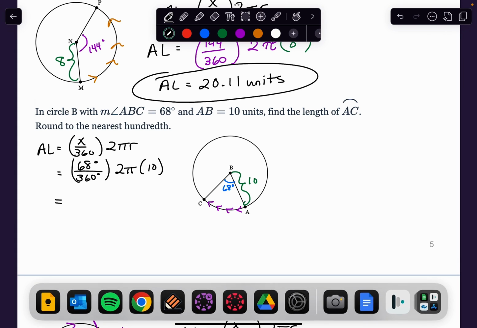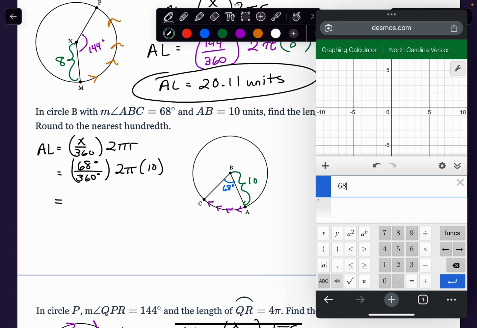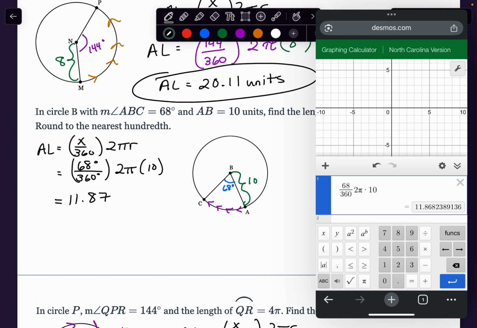So if I'm chucking this whole thing into Desmos, I need to get Desmos pulled back up. 68 divided by 360 times 2 pi times 10. So that gives me 11 point, and then it says 868, 8 rounds 6 up, so this is 8, 7, and then it tells me my units are units, so I can just say units here, and I am done.